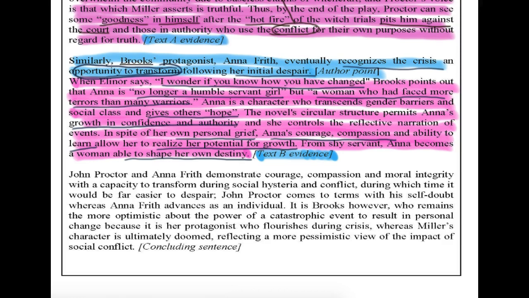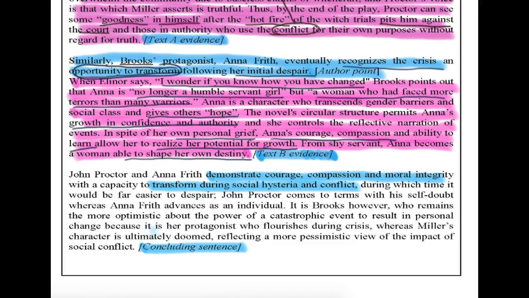And then finally, the concluding sentence, if we remind ourselves, is first of all, a general overview of both texts, and then it extends the idea. So let's just read that through. John Proctor and Anna Frith demonstrate courage, compassion and moral integrity with the capacity to transform during social hysteria and conflict, during which time it would be far easier to despair. So demonstrate courage, compassion and moral integrity with a capacity to transform during social hysteria and conflict, linking back to the topic sentence and thus the prompt.